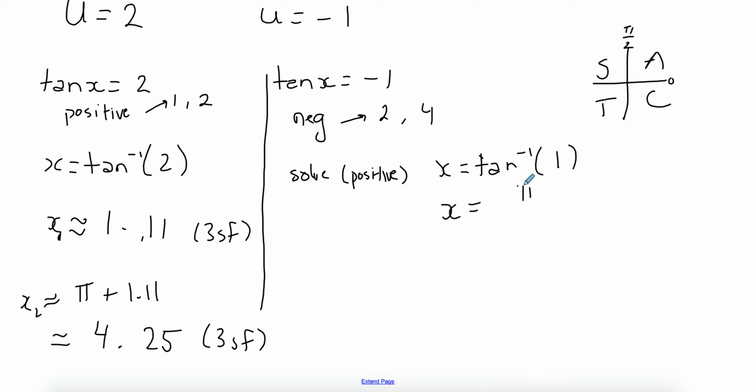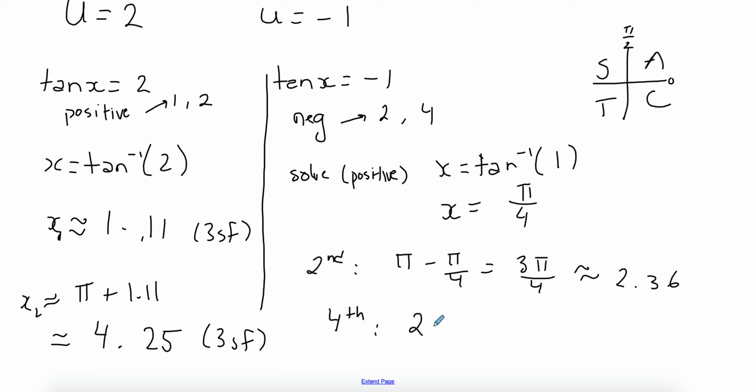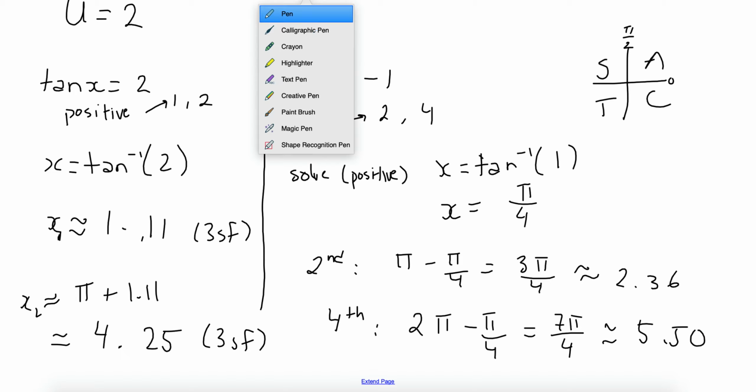So x is going to give me pi over 4. Because if you write negative 1, the calculator is going to give you negative pi over 4, and then you'll have to convert it to a positive angle, and it's just a longer path to take. So this is the first quadrant, but I need it in the second and fourth quadrant. So the second quadrant is going to be pi minus pi over 4, so that's going to give me 3 pi over 4, which you can leave as a fraction, depending on the question. And then the fourth quadrant is going to be 2 pi minus pi over 4, which is 7 pi over 4. And again, I can approximate this, and I have 5.50. Again, that's to 3 significant figures.